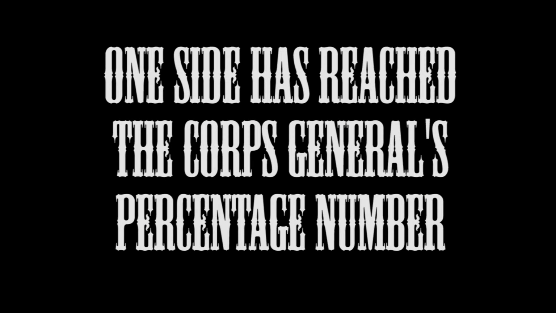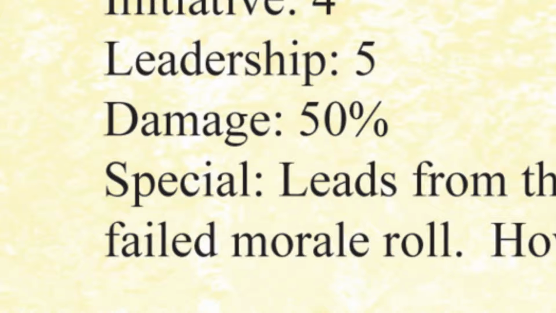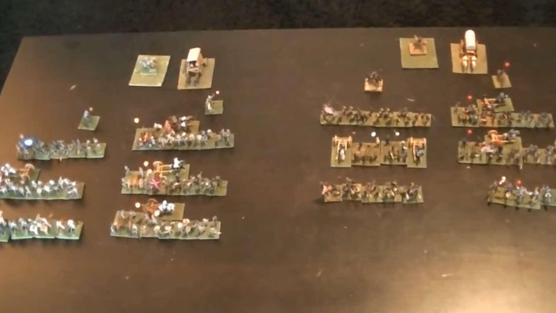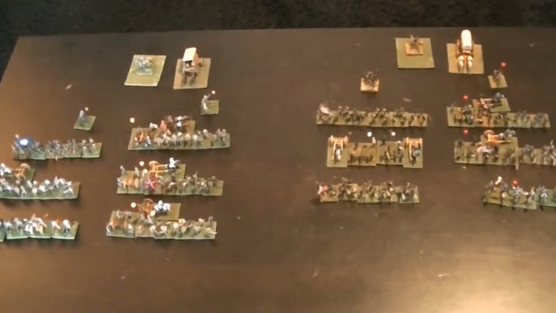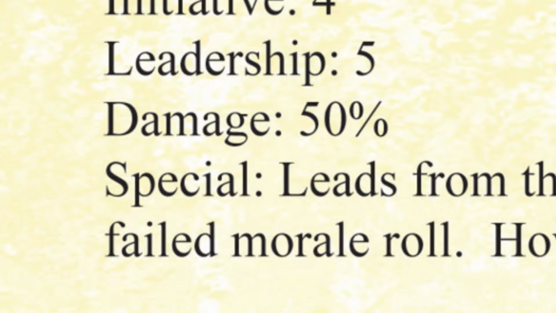One side's casualties have reached the Corps General's percentage number. Each Corps General has a percentage number. This is how many casualties he can take before he can't take any more and starts pulling back. The easiest way to determine this number is to look at your army before the game begins. Count the number of stands in your army. Then look at the percentage number of your general. Determine how many stands it takes to equal that percentage number.